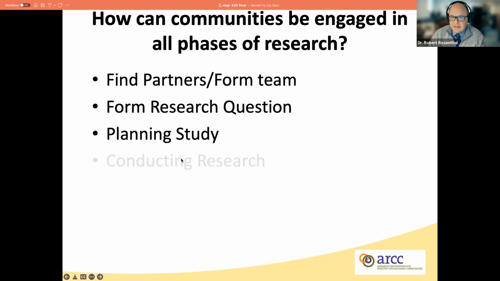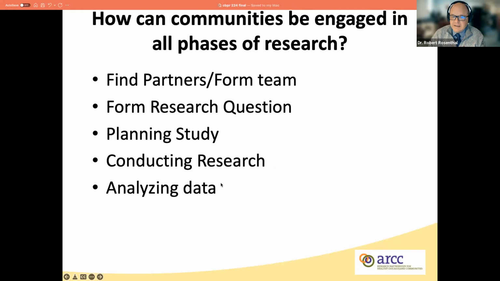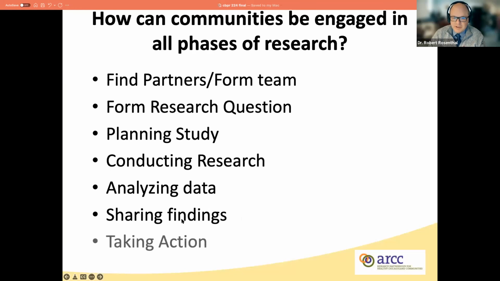The study is planned together, the research is conducted together, and the data is analyzed together, and the findings are shared. And the findings should be shared independent of whether one party or the other wants to share the findings or not. They have to be in agreement that all these findings will be shared together. And then finally, the goal of this is that action will be taken to improve the conditions that have generated the initial question of research.